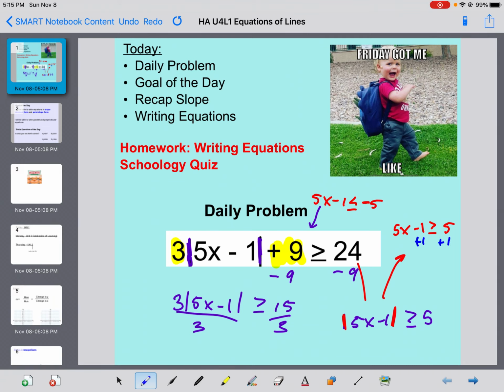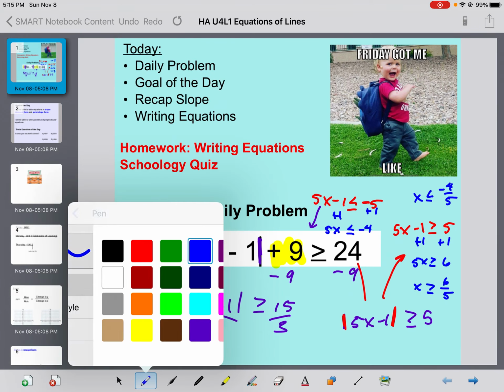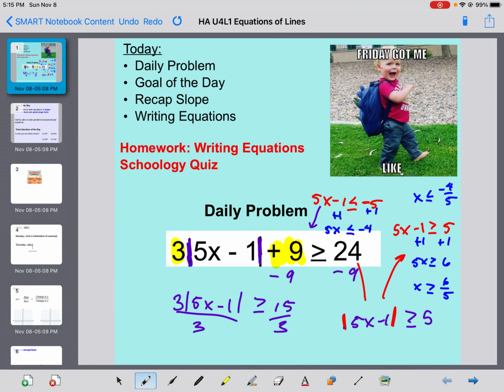So the first thing I'm going to do is add 1 to both sides. On my first route, I'd have 5x is greater than or equal to 6. Divide by 5. X is greater than or equal to 6/5. Same thing over here. 5x minus 1 is less than or equal to negative 4 when I add 1 to each side. Or x is less than or equal to negative 4/5.